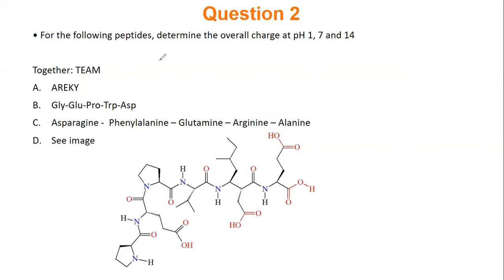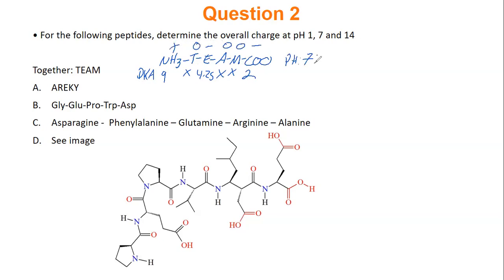Let me go back. N-terminus, T, E, A, M, C-terminus. pKa's: 9, X, 4.25, X, X, 2. At a pH of 7: plus, 0, negative, 0, 0, negative. The pH of 7 charge is -1.